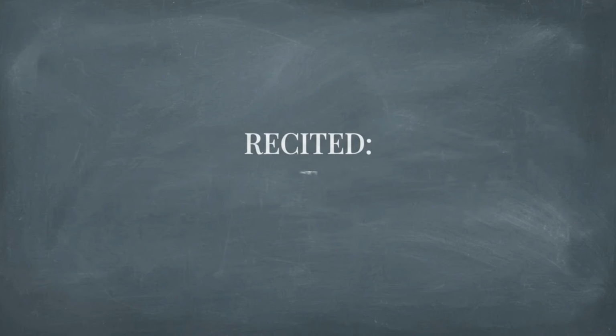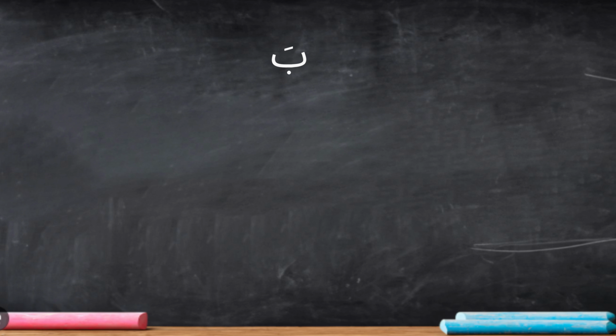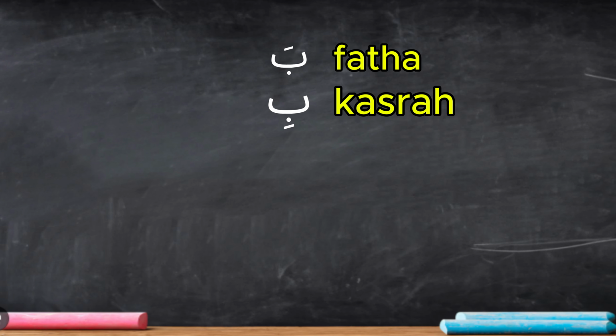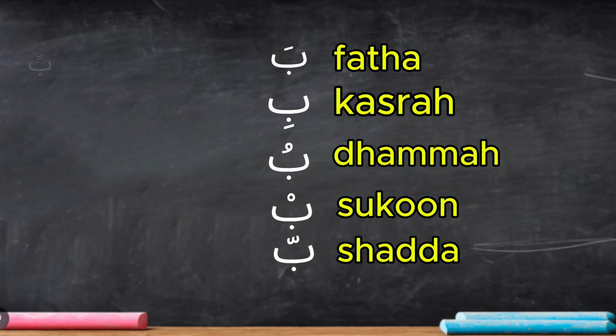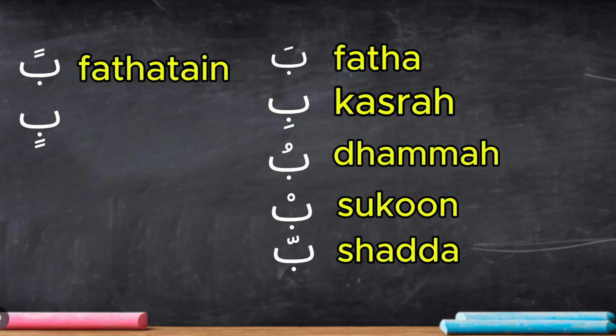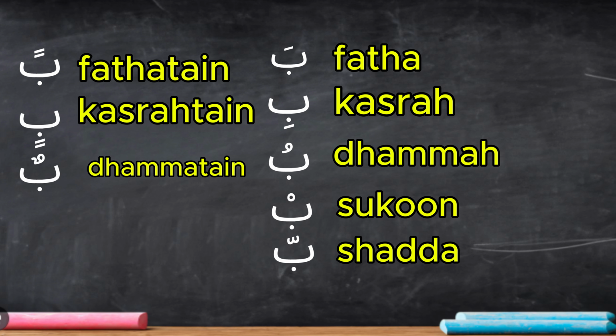Let's blitz it. I show the symbol, you shout the name. Ready? Fatḥah. Kasrah. Ḍammah. Sukun. Shaddah. Fatḥatain. Kasratain. Ḍammatain. 8 symbols. That's it. That's the entire vowel system of the language the Quran was revealed in.